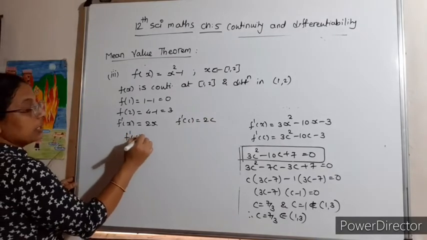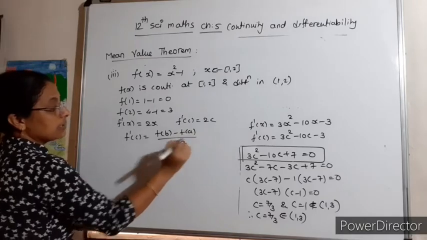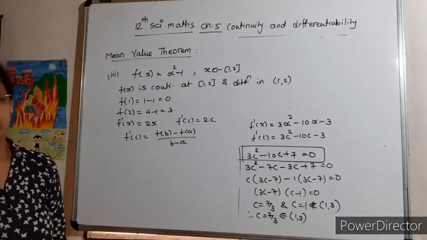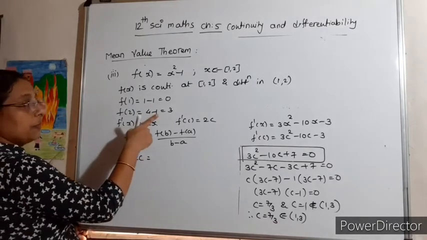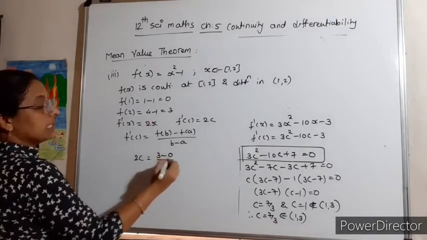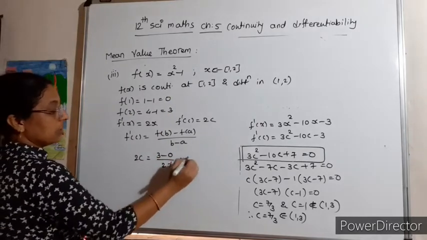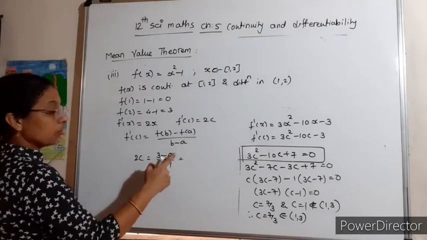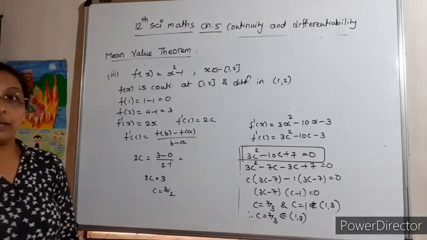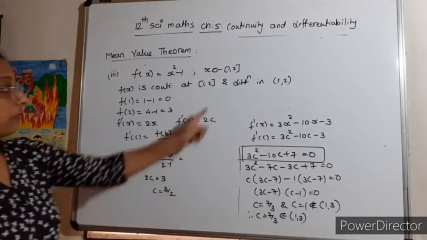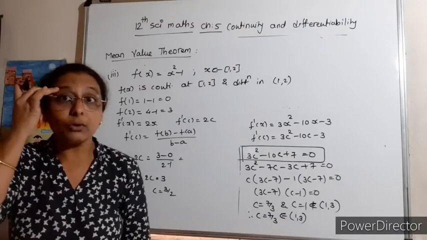By mean value theorem, if we apply the formula, that is f(b) minus f(a) upon b minus a. Then 2c is equal to f(b), 3 minus 0, upon 2 minus 1. So 2c equal to 3 minus 0, which is 3 upon 1, that is 3. c is equal to 3 by 2. Maybe it is 1.5. And 1.5 belongs to this open interval (1, 2). Yes. So mean value theorem apply होता है.